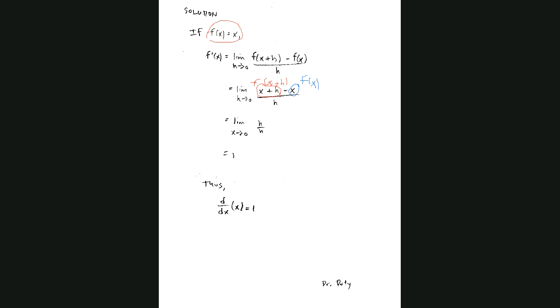Hold on. This should be the limit as h approaches 0. And h over h is just 1. So the limit of 1 as h approaches 0 is 1. And so therefore, we say that the derivative of x with respect to x, that's how we read this statement, equals 1.